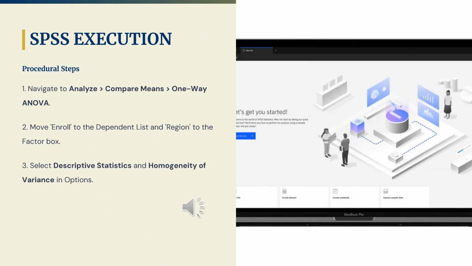In slide 7, I will be explaining running a one-way ANOVA in SPSS. After checking the assumptions, I ran the one-way ANOVA in SPSS by selecting Analyze, Compare Means, and One-Way ANOVA. District enrollment was entered as the dependent variable, and region was entered as the factor. Descriptive statistics and the homogeneity of variance tests were selected before running the analysis.